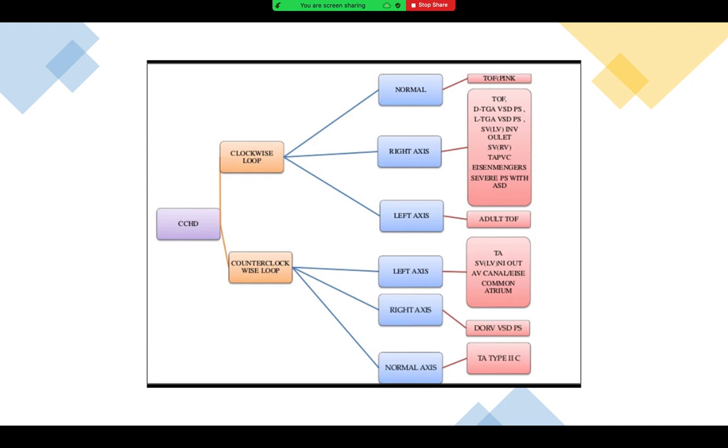Okay. So for example, you can again classify them into the clockwise loop and counterclockwise loop. In the clockwise loop, you try to see the axis. Is it normal? If it is normal, then you can think of most of the times tough but pink. But if it is right axis, there will be a lot of differential diagnosis. Similarly, you will have to consider. However, if it is going to be left axis, it will be an adult tough. Okay? And if it is going to be a counterclockwise loop, again, you try to see the axis of the ECG. Is it left axis, right axis, or normal axis? If it is right axis, your diagnosis is limited to DORV, double outlet right ventricle, VSD, or pulmonary stenosis. Otherwise, if it is normal axis, it can be like type 2C. Yeah?